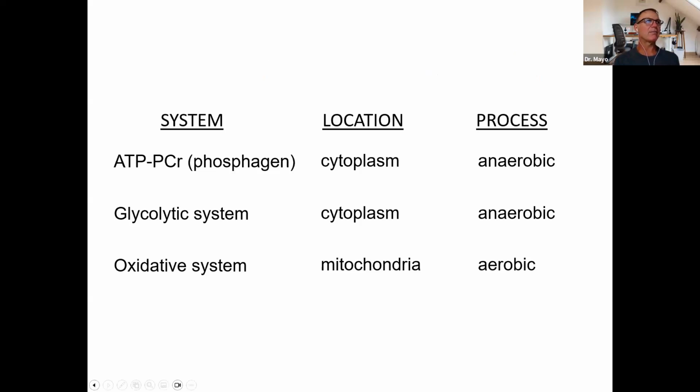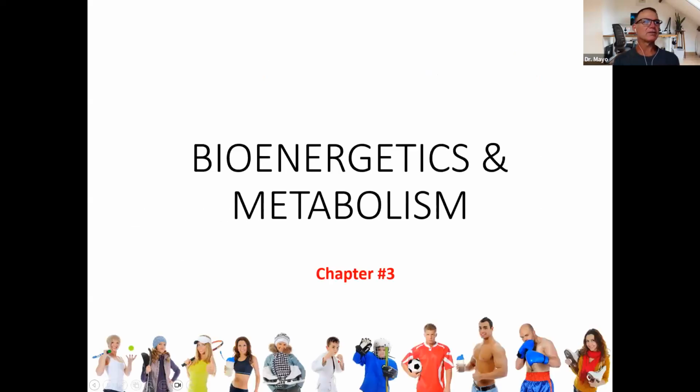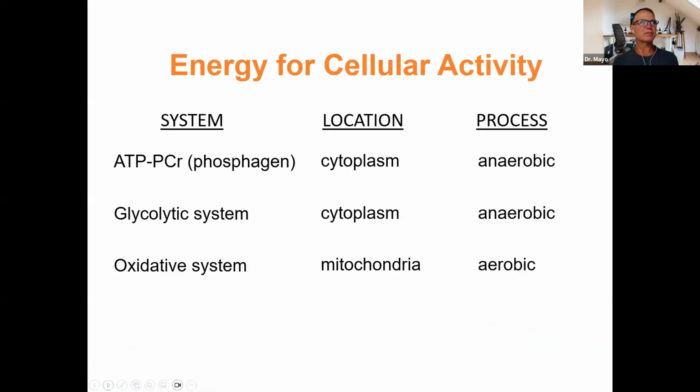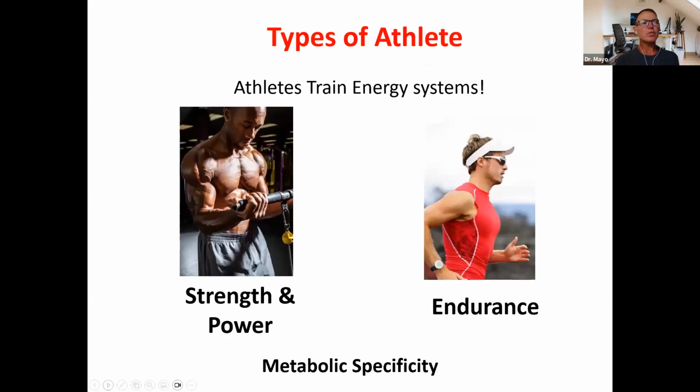And basically, when we look at these energy systems, what we did last time is we just introduced the 3 energy systems. And I think we got into ATP phosphocreatine and the glycolytic system, where the first 2 are anaerobic, happens in the cytoplasm. Then we've got the oxidative system, which we didn't get to, but we will in this class for sure.